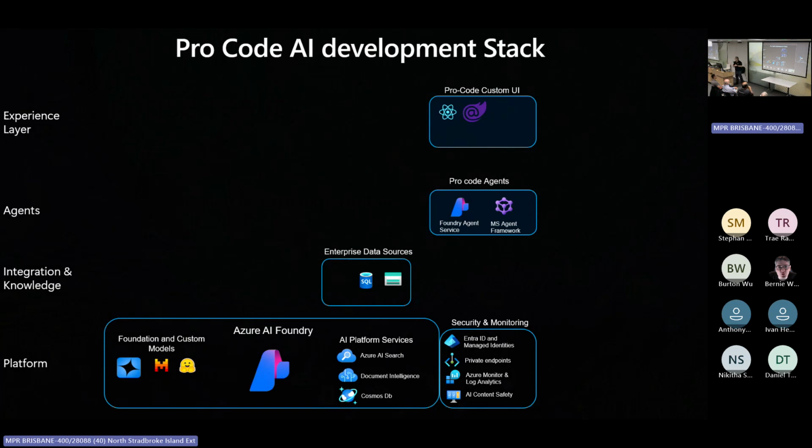This is the pro code development stack. Just what I called out before. I put Blazor in here. I literally put that on for Damien. I've got React. I've got Blazor. I thought I'm going to be a bit architectural, I'm going to put these things on layers. So in my experience layer, I've got my React. I've got my Blazor. I'm building my pro code agents on Foundry using the Microsoft Agent Framework.